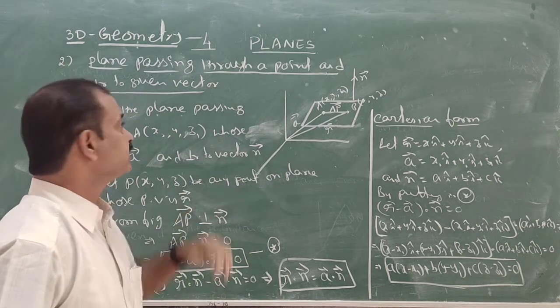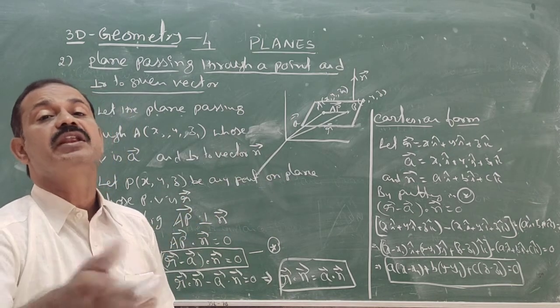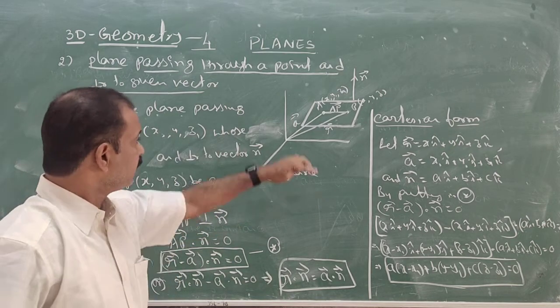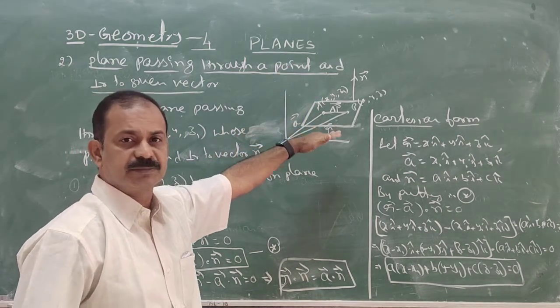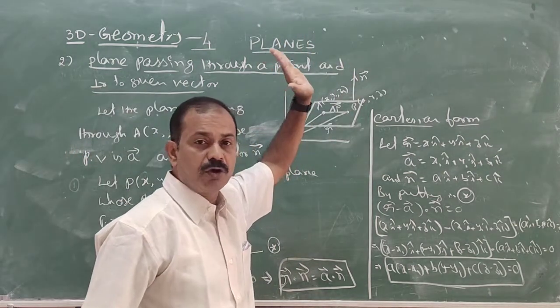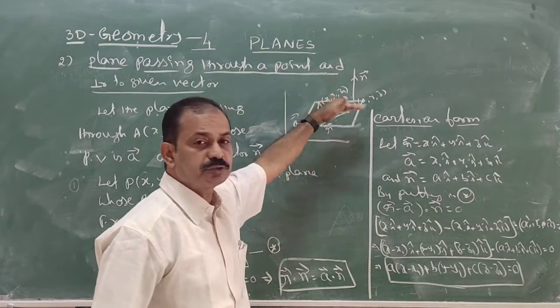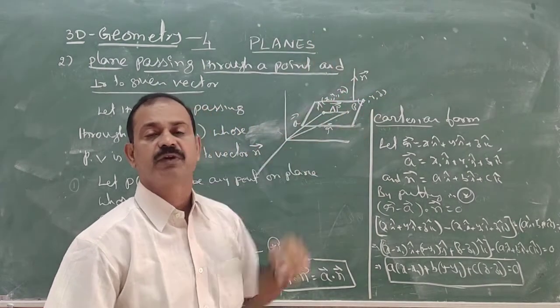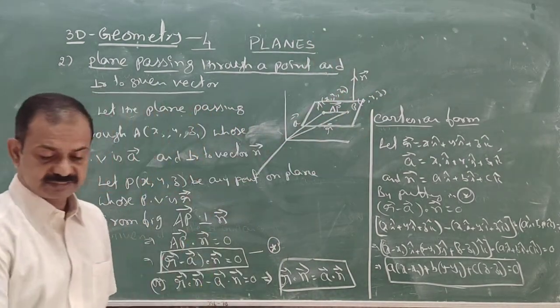The next one is a plane passing through three non-collinear points. There also we have to make use of the same concept. You have to find the perpendicular vector, and it is passing through 3 points. You can take any one of the points. Let me see this.